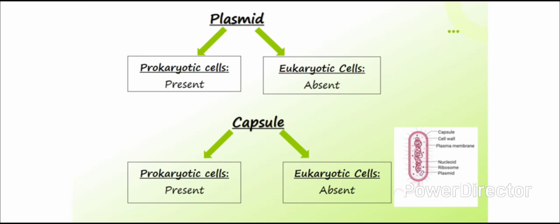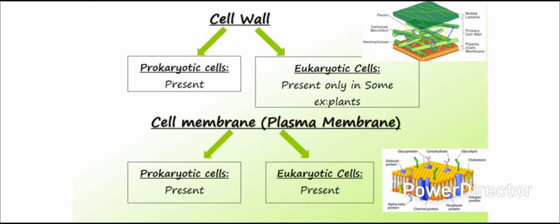Plasmid and capsules. Both are present in prokaryotic cells, whereas absent in eukaryotic cells. Coming to cell wall. Cell wall is present in both the cells and it helps in the structure and protection from the outside environment, and in both the cases it is made up of a carbohydrate and protein called peptidoglycan.